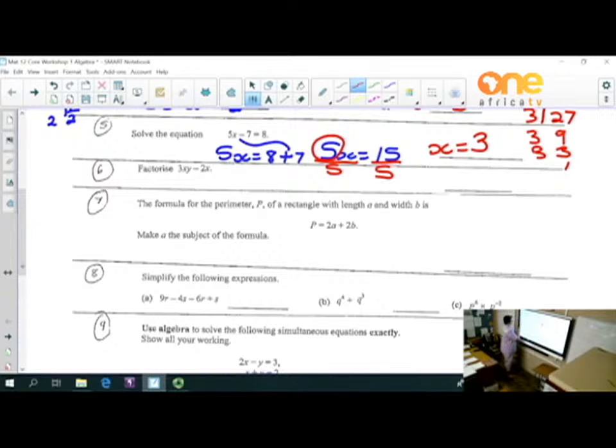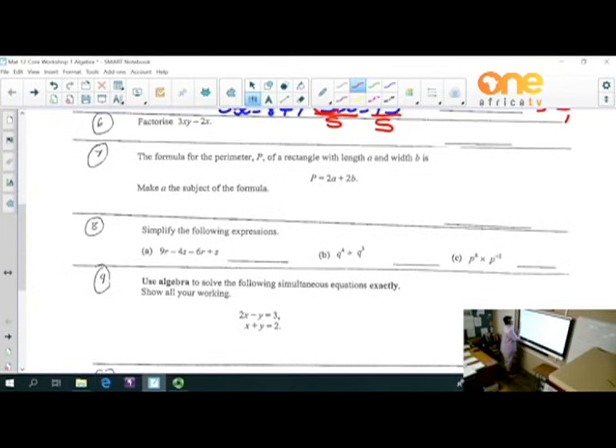Question 6. It's again factorize. Factorize means divide. Find a common factor, the highest common factor. And if you look here, the only common factor that we have this time is x. So I'm going to divide by x and divide by x. So x is my first factor.